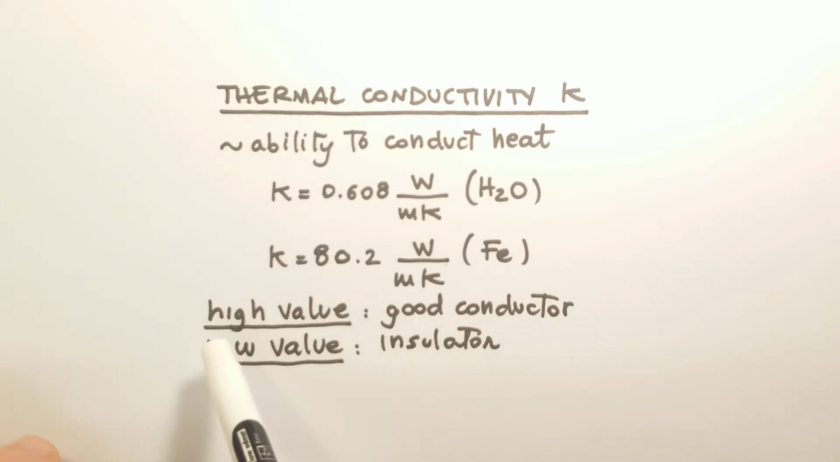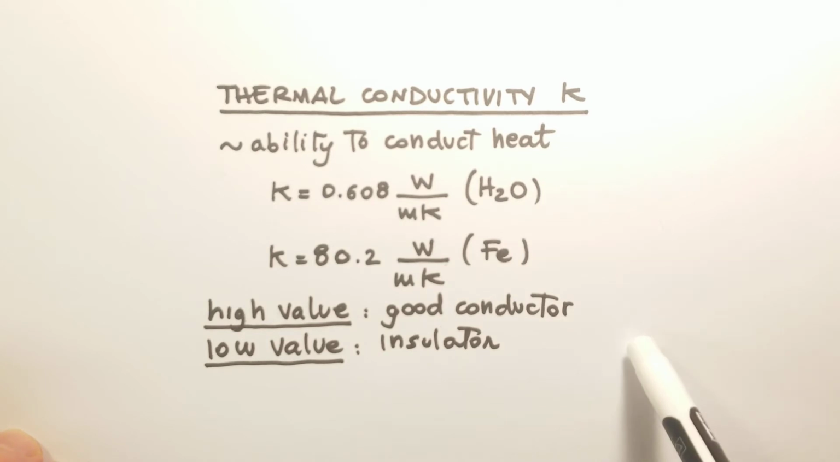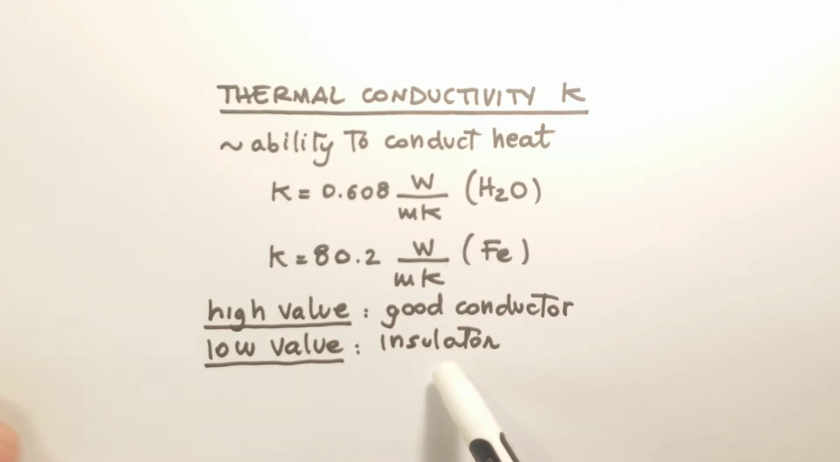So if we have a high value of thermal conductivity, we have a good conductor of heat, whereas if you have a low value of thermal conductivity, we have an insulator or a very bad conductor.